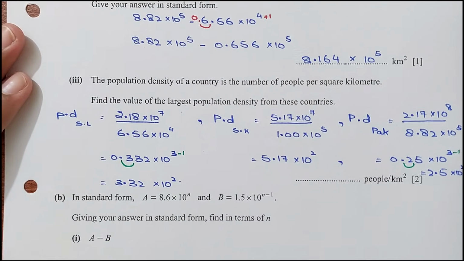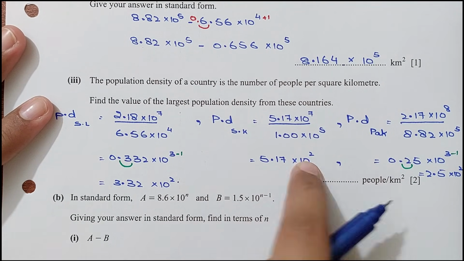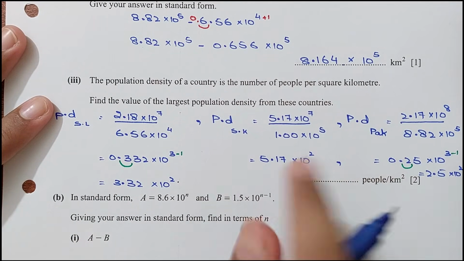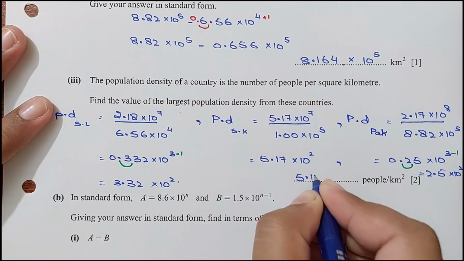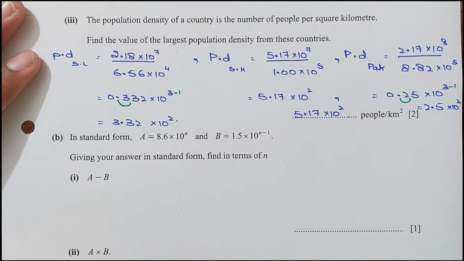So now we have to pick the largest population density from these countries. So 10 to the power 2 is the same. This is 3.3, 5.17, 2.5. So 5.17 is the largest one. People per square kilometer, right?